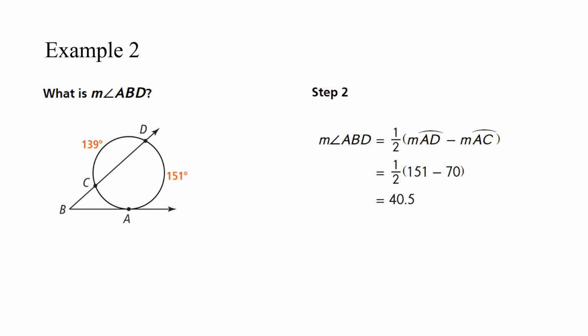Now that I know that, I can plug it into the first equation that I wrote. AD is 151, and arc AC is going to be 70. 151 minus 70 times 1/2 gives me 40.5. So this angle over here is going to be 40.5.